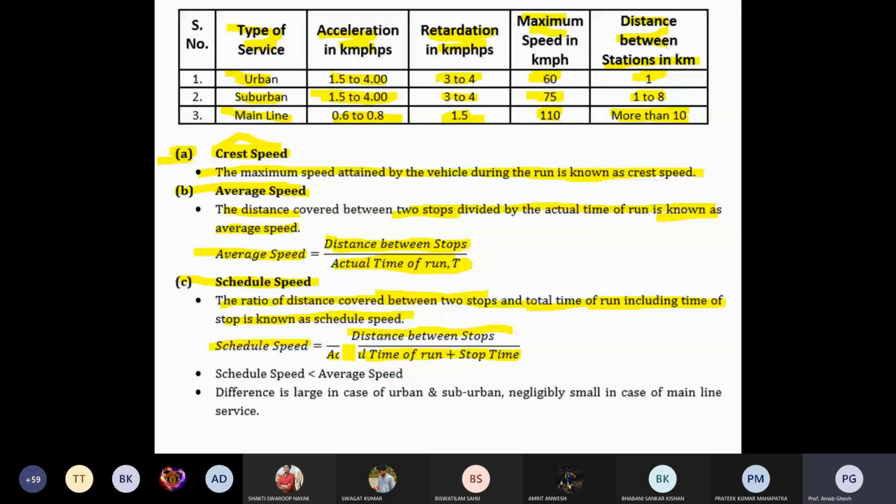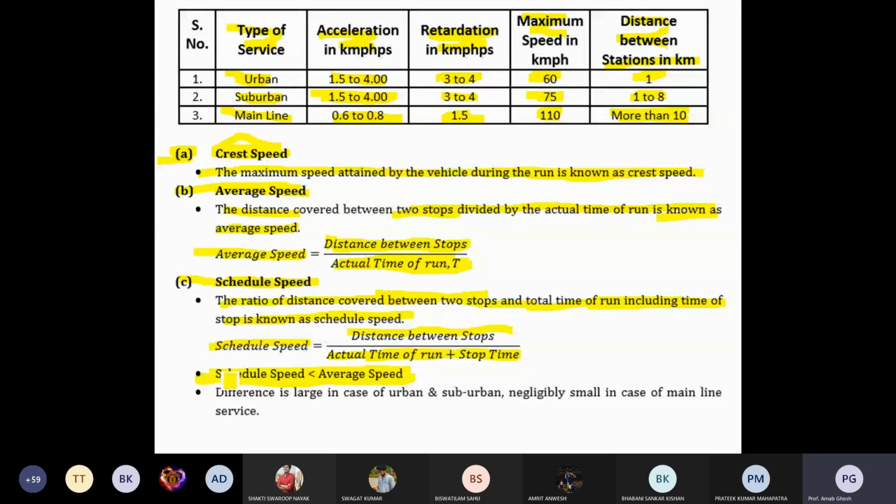So here, what is the difference between average speed and schedule speed? Stop time is not calculated in the case of average speed. Average speed is distance traveled by actual time, but in schedule speed it is distance traveled by actual time plus stop time. So schedule speed should be less than your average speed.